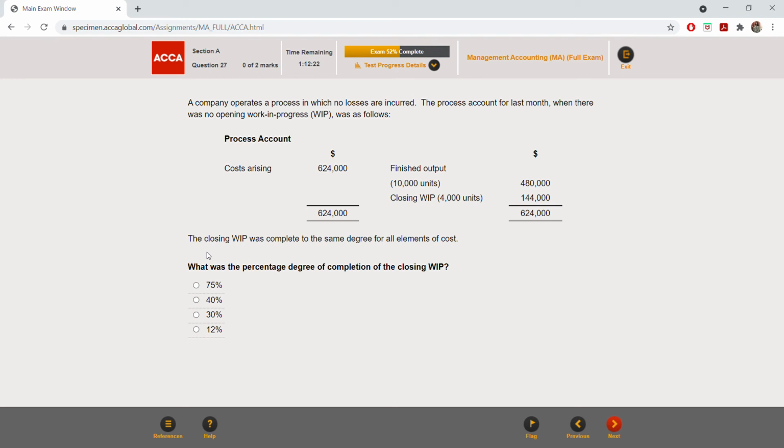So cost per unit of finished output. What is the cost per unit of finished output, which is 480,000 here, divided by 10,000 units, which is $48. Cost per unit you want to find out for finished output. Then we are finding the cost per unit of closing work in progress, which is 144,000 divided by 4,000, which is 36. Okay. So what is the percentage completion of closing WIP? Definitely 36 divided by 48 into 100, which is 75%. Okay, next.